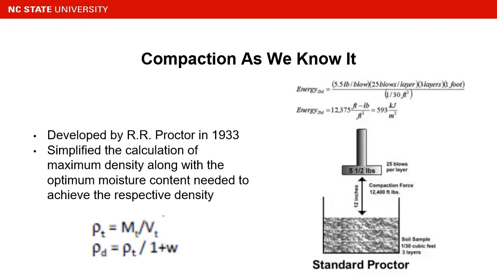Here you can see the variables of the standard Proctor lab test and an example of what it looks like. The mold is filled with soil in 3 levels and compacted with 25 hammer drops at each level. The mass and volume of the soil is recorded. The soil is then oven dried to determine the water content of the soil, and the dry density is calculated using the soil density and water content.